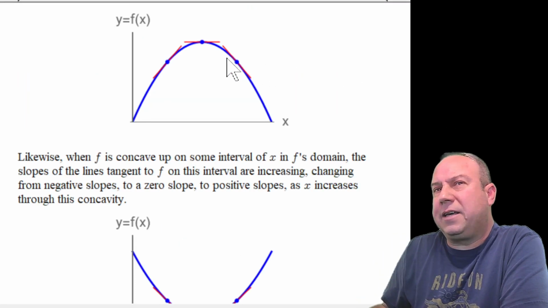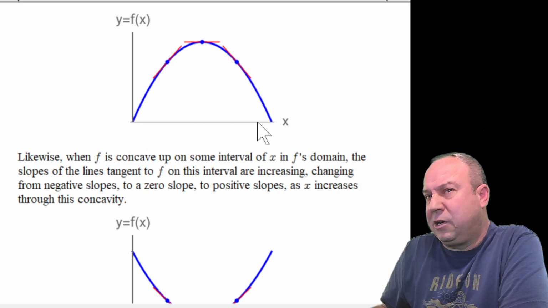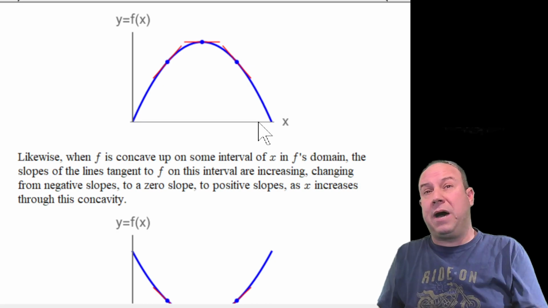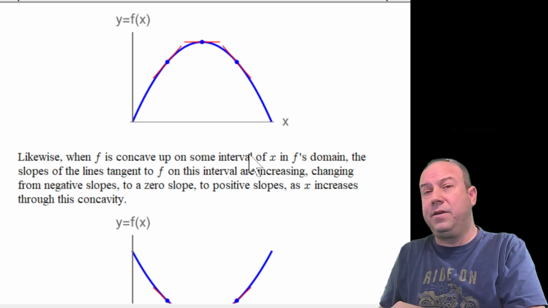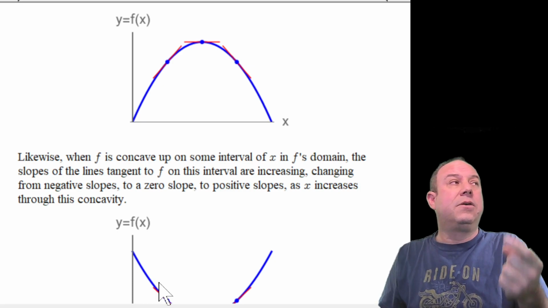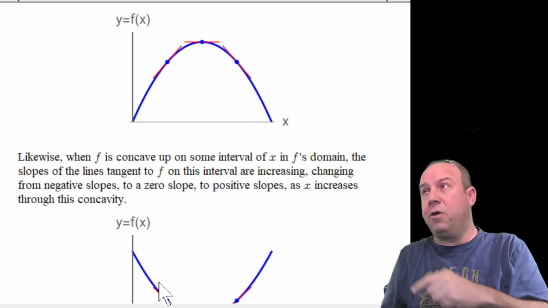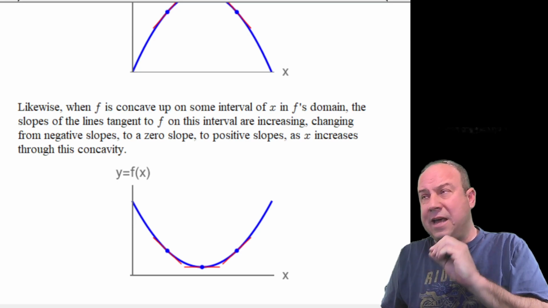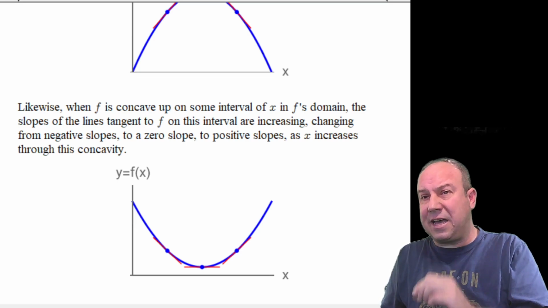In the case for concave down, as x increases through this concavity, the slopes will decrease. They'll go from positive to 0 to negative. When we are concave up, they will increase, going from negative to 0 to positive in value. So this is why in an analysis of concavity, we look at the second derivative.